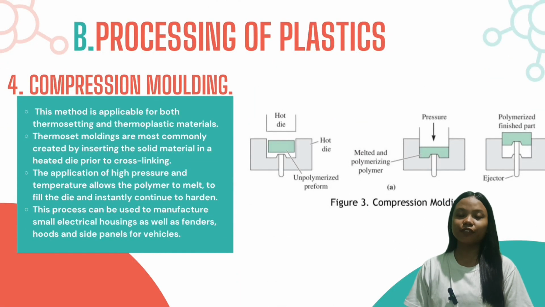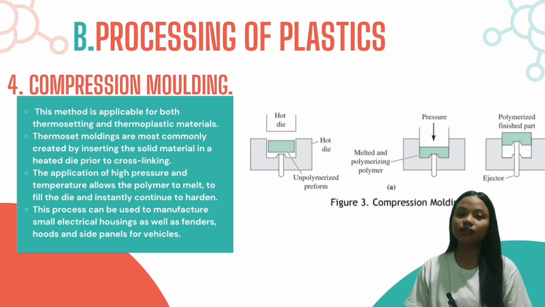Next, we have the compression molding. When we say compression molding, it is a manufacturing process kung saan it shapes plastic materials using heat and pressure. Based on the diagram, the raw material or unpolymerized plastic is placed inside a heated mold or die. Usually, the material is a thermosetting plastic na designed para tumigas permanently after shaping.